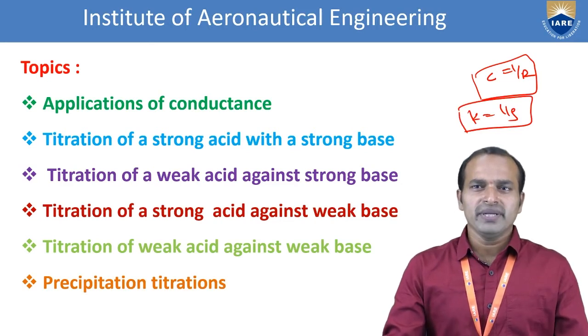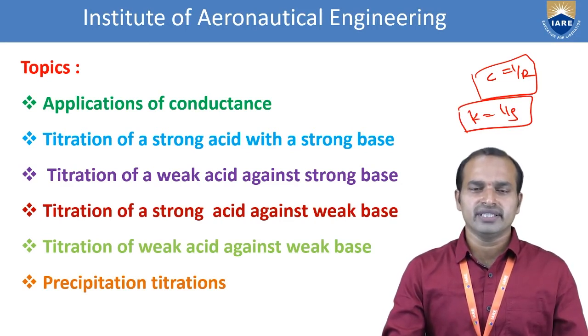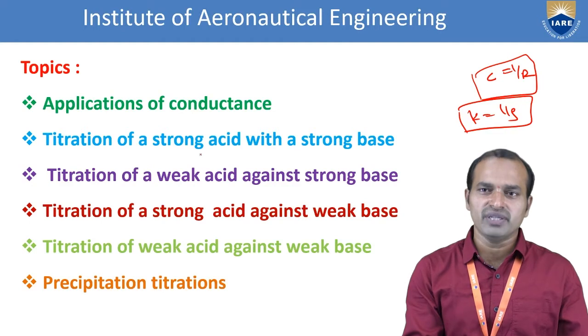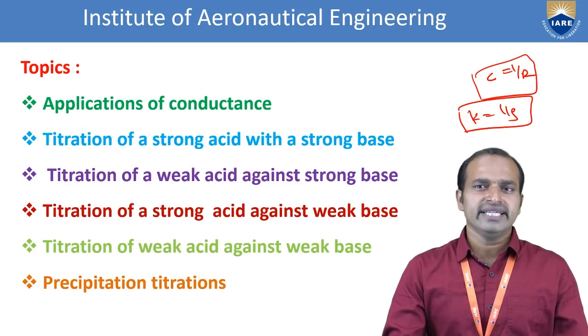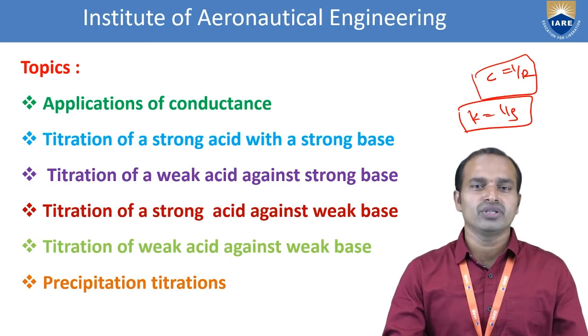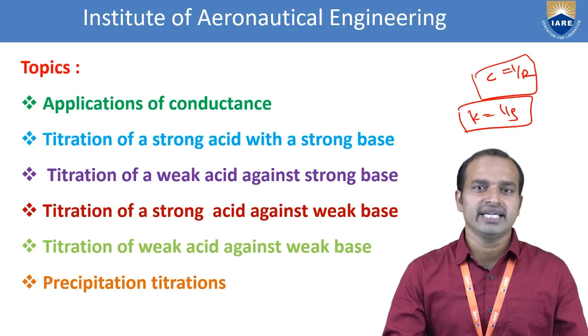In the applications of conductance, that is conductometric titrations, we are discussing the titration of strong acid versus strong base. The strong acid is HCl and the strong base is NaOH. Then titration of a weak acid versus strong base: the weak acid is acetic acid and the strong base is NaOH. Next, a strong acid versus weak base: HCl and ammonium hydroxide. Then a weak acid versus weak base: acetic acid and ammonium hydroxide. The next is a precipitation reaction, that is KCl versus AgNO3.